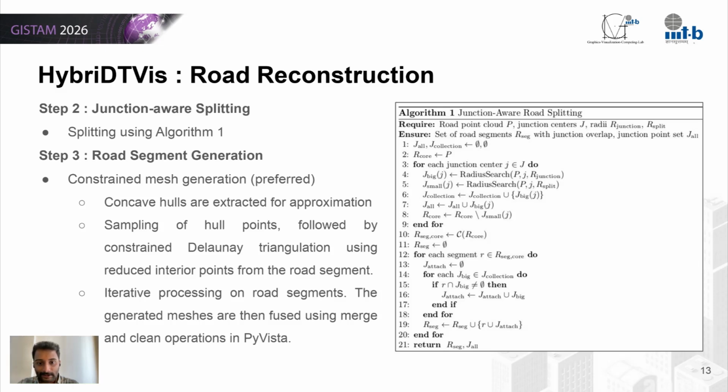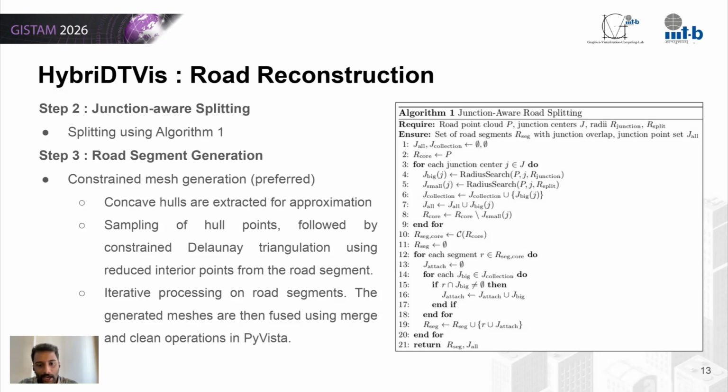Once the junctions are detected, we move to the junction aware splitting mechanism, which is described in the paper as Algorithm 1, and you can see it here as well. But I won't be covering the algorithm in detail due to time constraints, but the intuition behind it is quite simple. We separate the road segments using extracted junction centers from the previous step. Once the linear segments are obtained, we can attach the corresponding junction regions back to them.